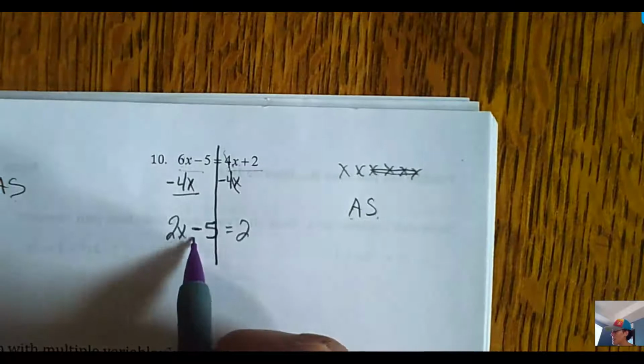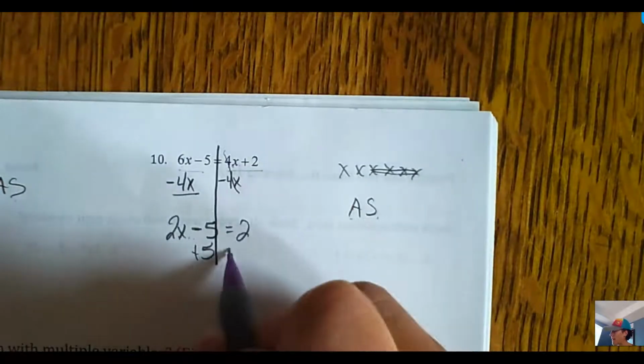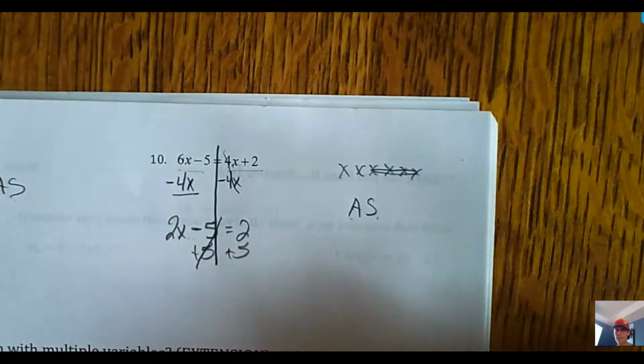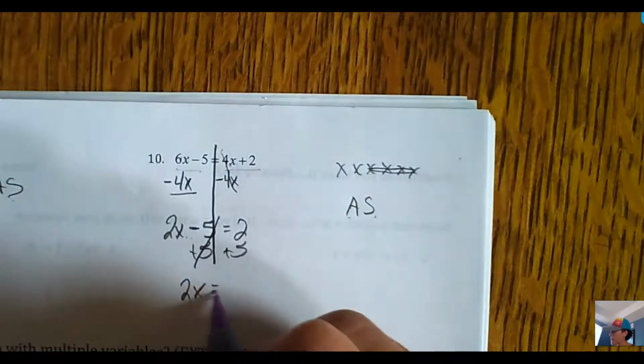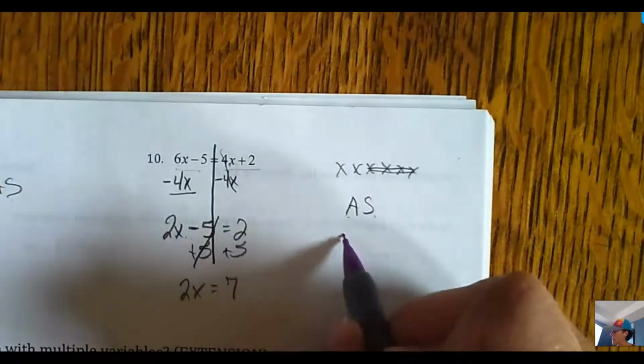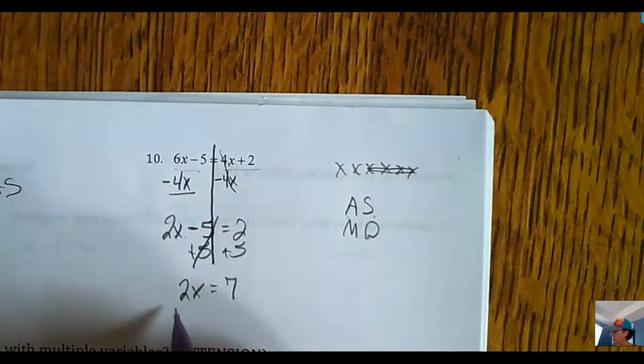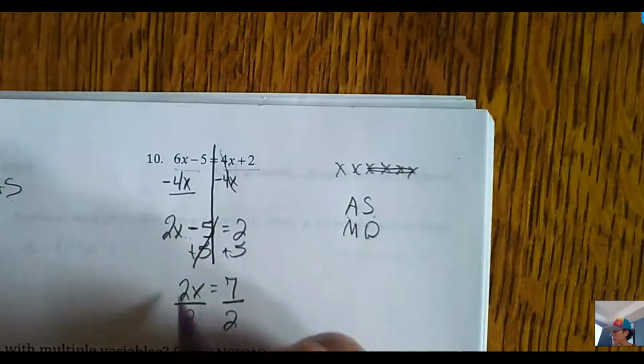All right, let's go to our 2 steps. Addition, subtraction. They're subtracting 5. We'll add 5. So we get 2x equals 7. And now to undo that multiplication, we'll use division. So we're going to divide by 2.